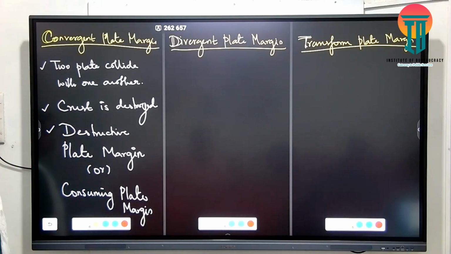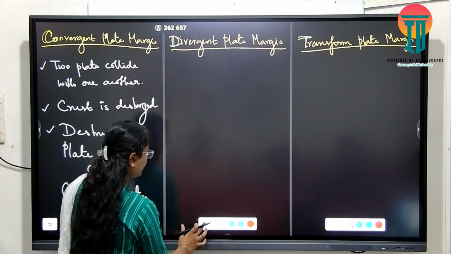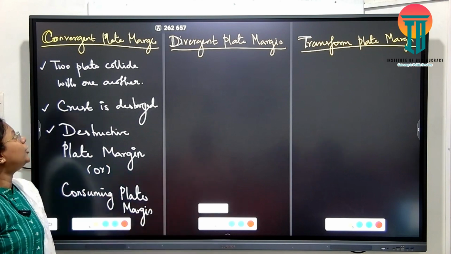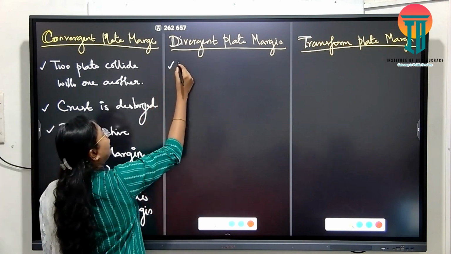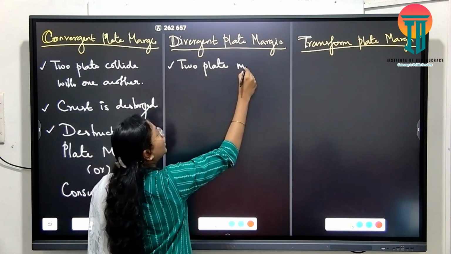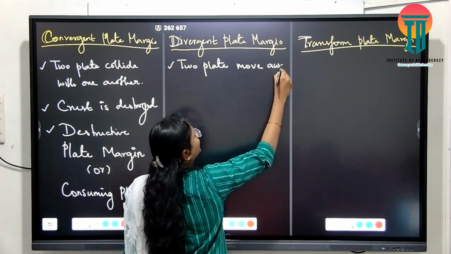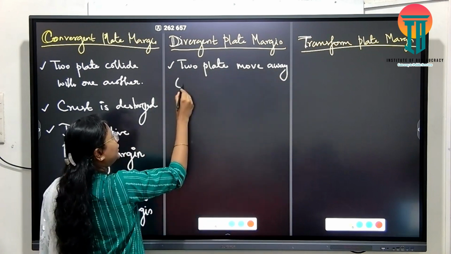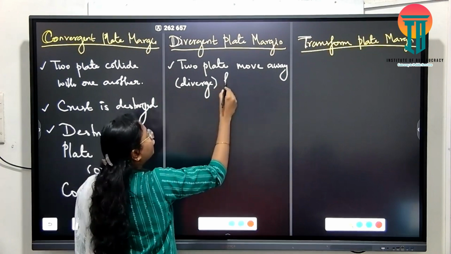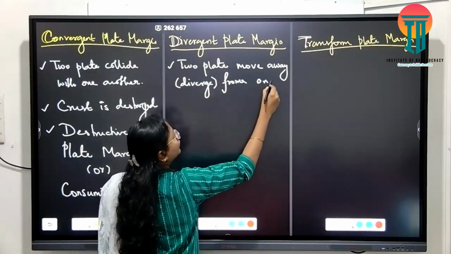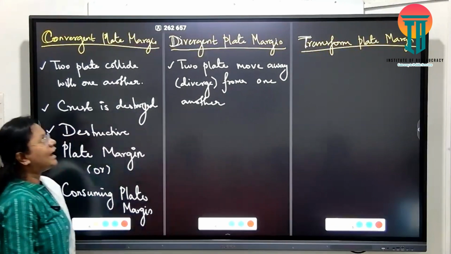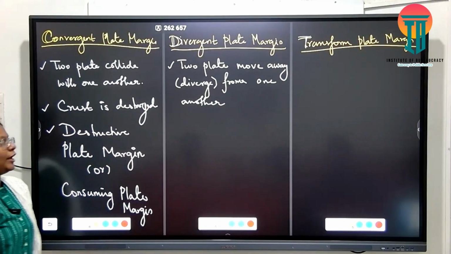Right? So coming back to divergence. Divergence is when two plates move away from one another. Move away, that is diverge. So when 2 plates move away from one another, that particular plate margin is identified as divergent plate margin.